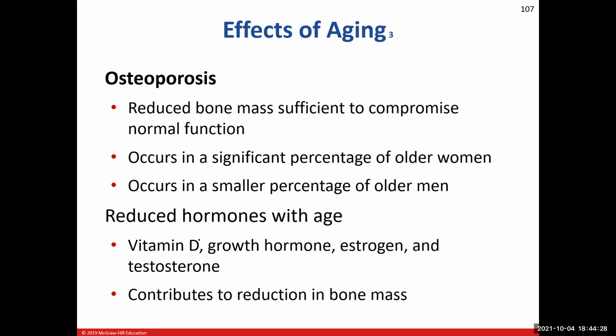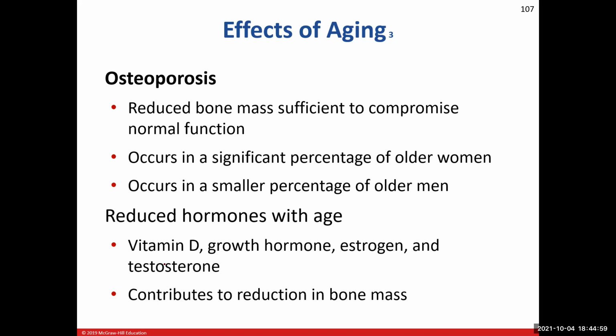So we have osteoporosis. Now, this is the one that gets a lot of attention. This is when we've reduced the bone mass so much that we're really starting to compromise the functioning of the bone, especially when it comes to support and protection. But we've also diminished its ability to act as a storage site. So a lot of things occur. So again, osteoporosis is going to be seen in the older population, but much more in women than it is with men.